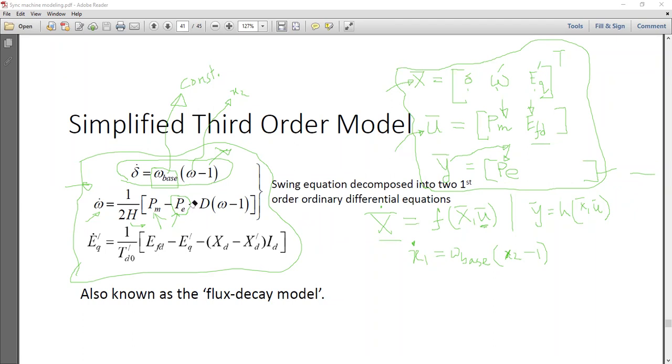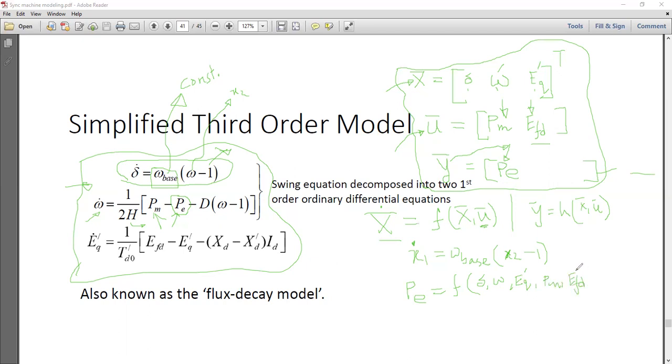So what we have to do, at least we know what we want. We are not totally lost. We have some help. The help is what? If we can somehow express this PE as some function of delta, omega, EQ prime, and if needed, even PM and EFD, right?